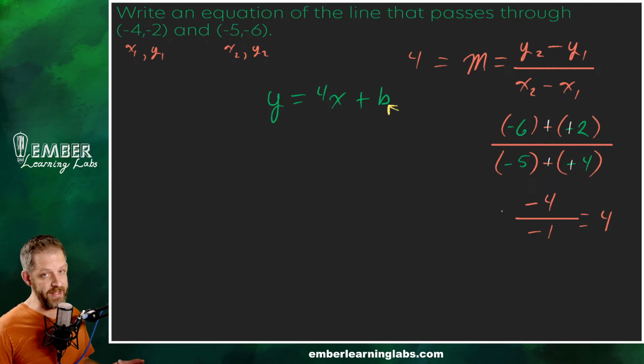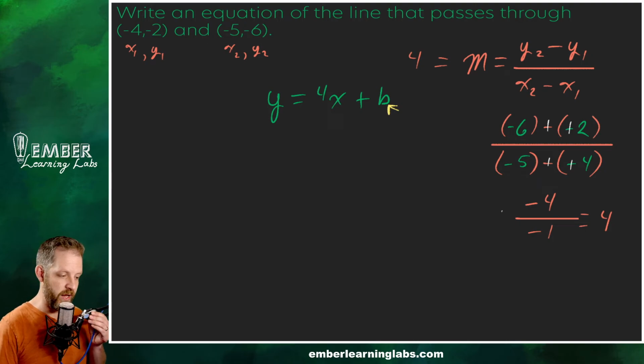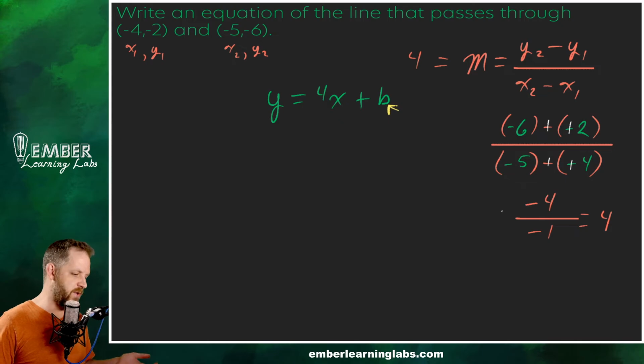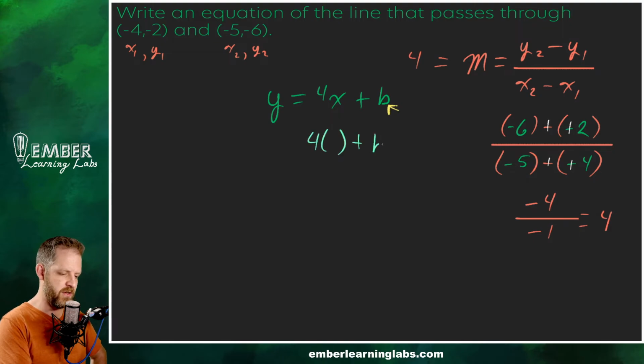Which point, you might ask? Well, it doesn't matter. You pick one. You sometimes want to find the one that looks easiest. These are about the same, this one and that one. I'm going to pick the first one because the numbers are at least a little smaller. It's kind of six of one, half a dozen of the other on this particular problem. So we're going to plug this in. We're going to plug in for x, and we're going to plug in for y. What are we going to plug in for x? Well, we're going to plug in negative 4 in for x.